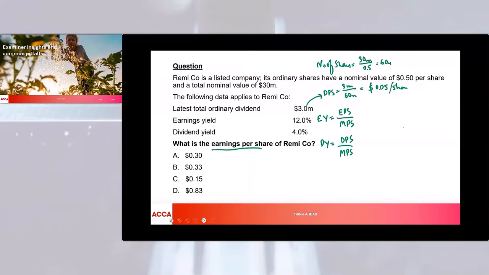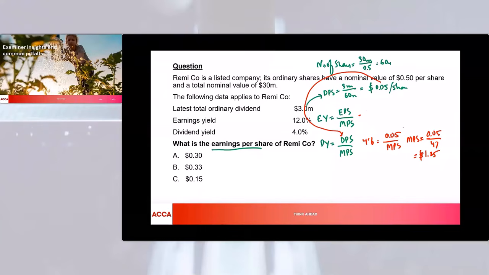Okay, so where can I start? I can substitute this over here, and 4% is equal to 0.05 divided by market price. I can find out the market price. Market price is equal to 0.05 divided by 4%, which will give me $1.25.